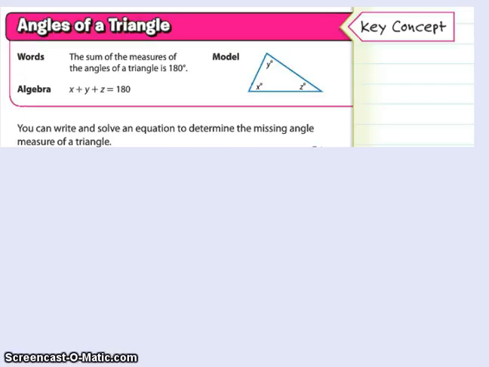The important part in these notes, it says the sum of the measures of the angles of a triangle is 180 degrees. So what we want to do is highlight sum, and that means to add. And then angles in a triangle are 180 degrees. The really important one is that 180 degrees. All of my angles of my triangle equal 180 degrees.